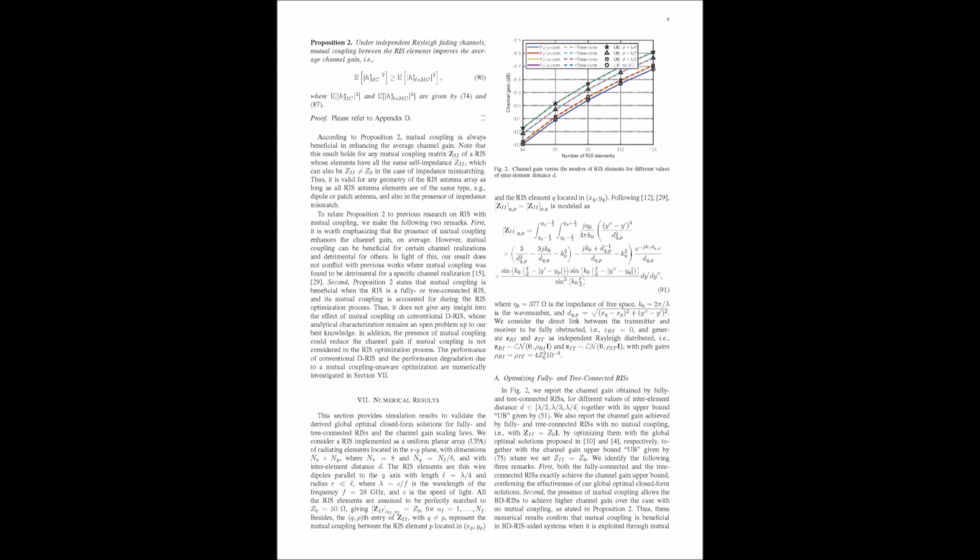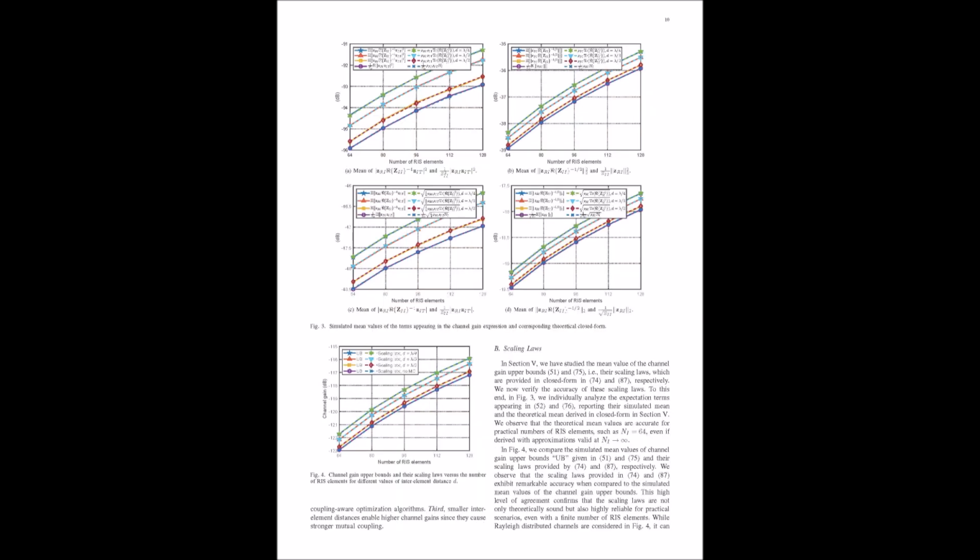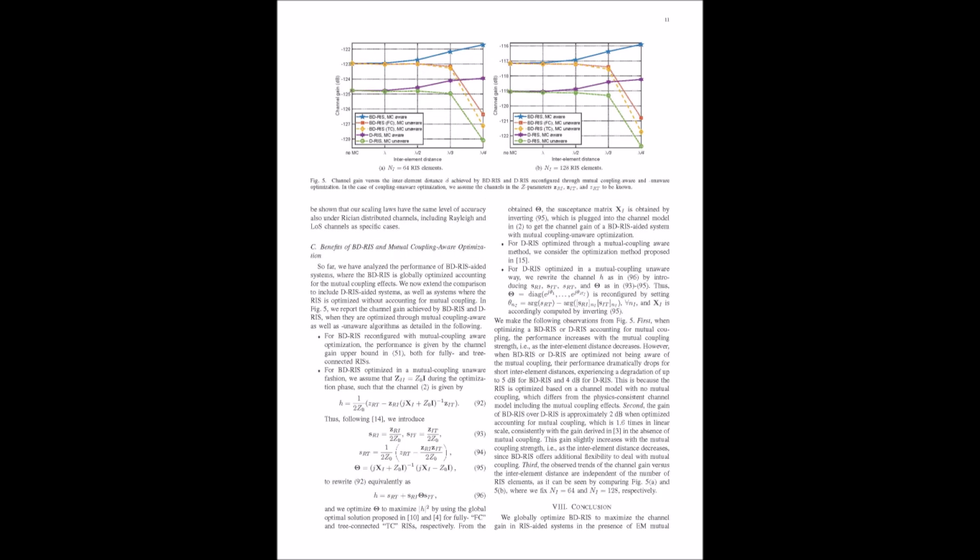Exactly. But how do we know this new solution is any good? How do they show it's the best possible configuration for the RIS? They prove it's optimal by deriving a channel gain upper bound, the absolute maximum channel gain you can theoretically achieve in the system. And guess what? Their solution actually hits this upper bound. Oh, wow. That's impressive. Can we take a look at the equation for this upper bound?